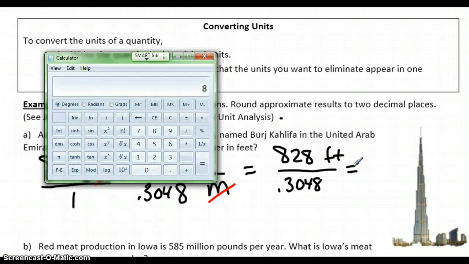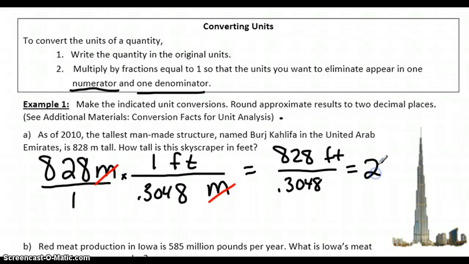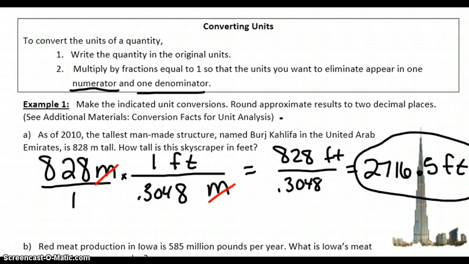So we're taking 828 divided by 0.3048. We come up with 2,716.5. Let's just round at the tenths place right here. So the tallest man-made structure as of 2010 is 2,716.5 feet. Okay, so we've converted that from meters to feet.